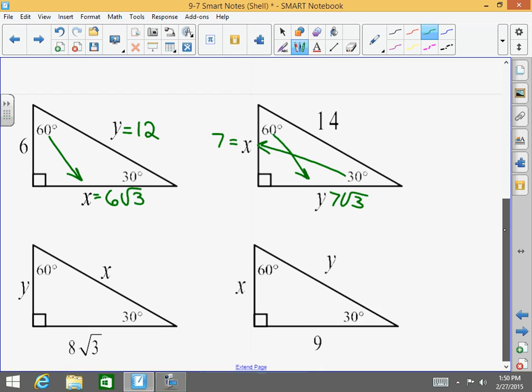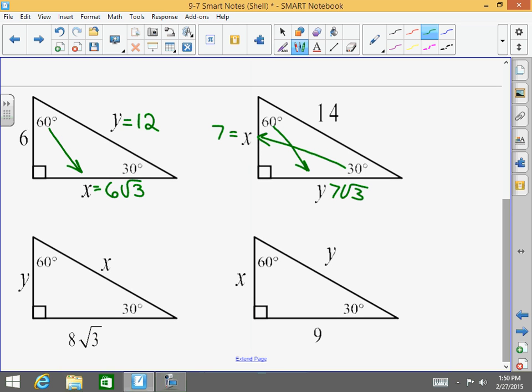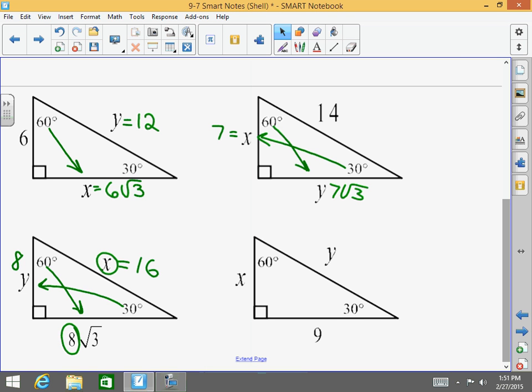Another simple scenario. They can start out with the side across the 60 being in regular form, 8 square root of 3. If that's the case, what is my small side across the 30? Just the 8, right? Because remember that the formula for the side across the 60 is the small side times square root of 3. So my x would be 8. What would my hypotenuse be, which is twice the small side? 16. So those 3 are the easy, fun scenarios.